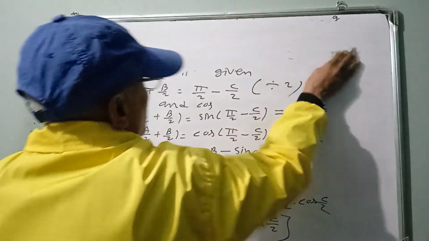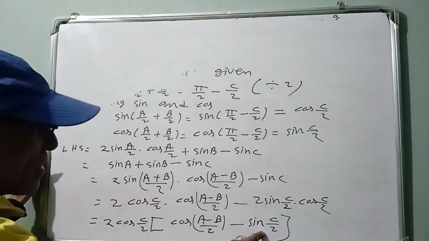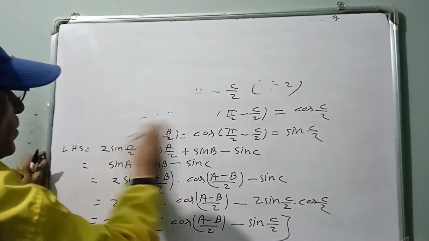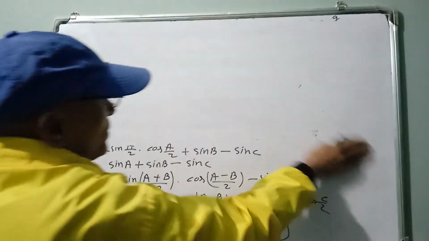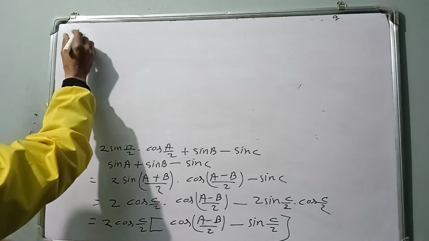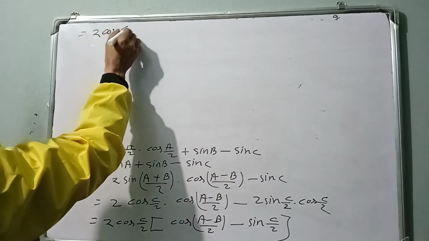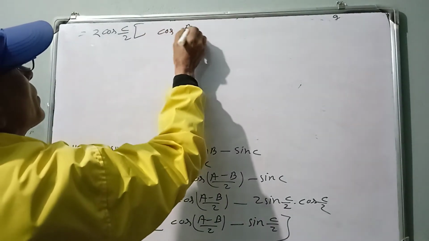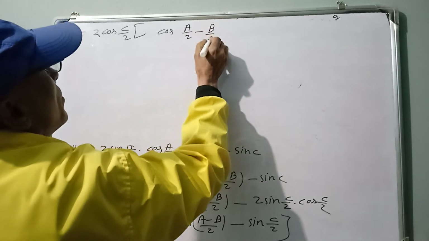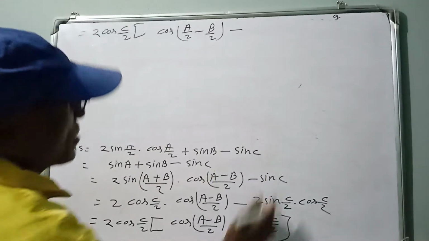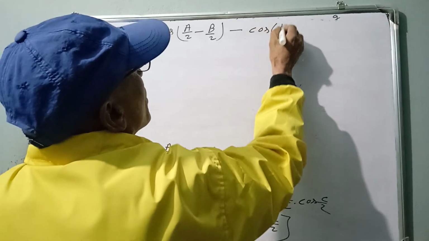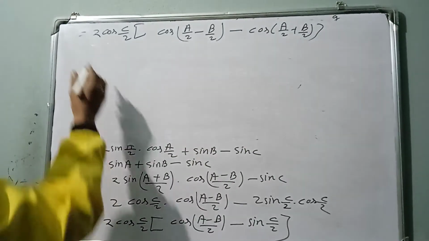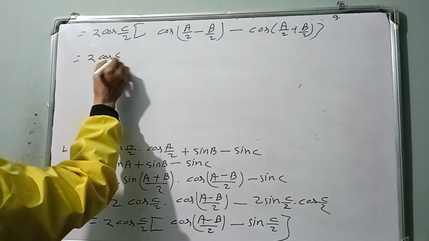Now, what is sin C by 2? Sin C by 2 is cos A plus B by 2. You can put the value. Equal 2 cos C by 2. This can be written as cos A by 2 minus B by 2 minus sin C by 2, which is already proved cos A by 2 plus B by 2. Given or proved, 2 cos C by 2.